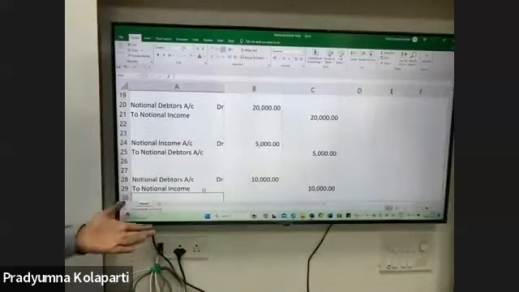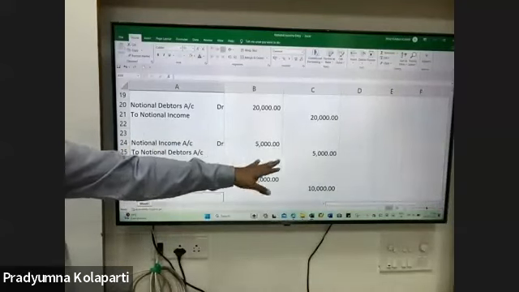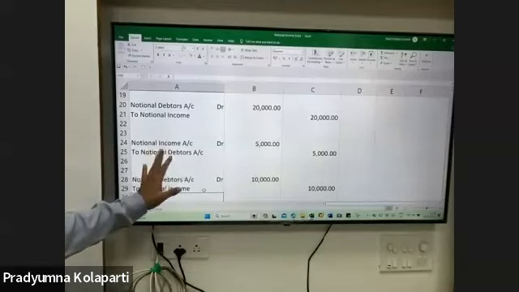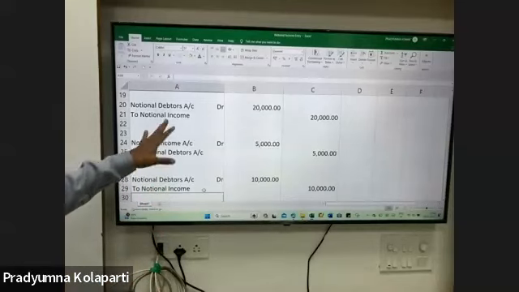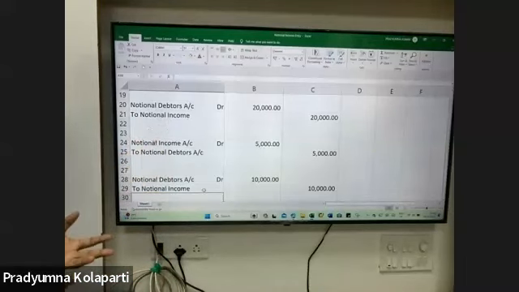Where you have already billed more than the average, it will be notional income account debit to notional debtors. You are reducing the income to the extent of whatever the difference is. The same logic applies to the tenant also. The tenant also has to take similar entries as an expense. So you have to keep that in mind. This will not affect your direct tax or indirect tax.